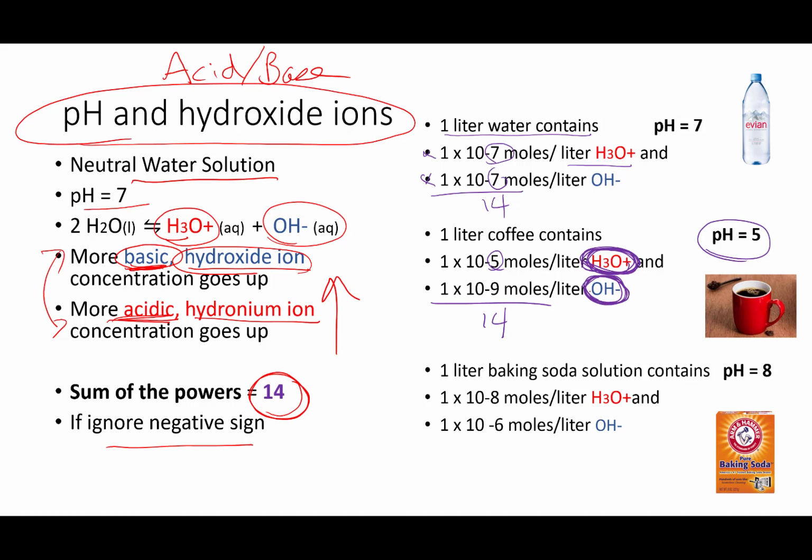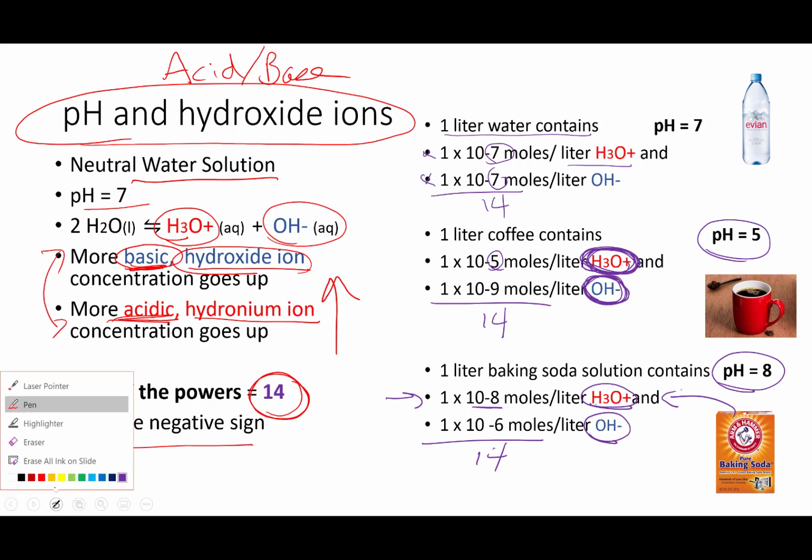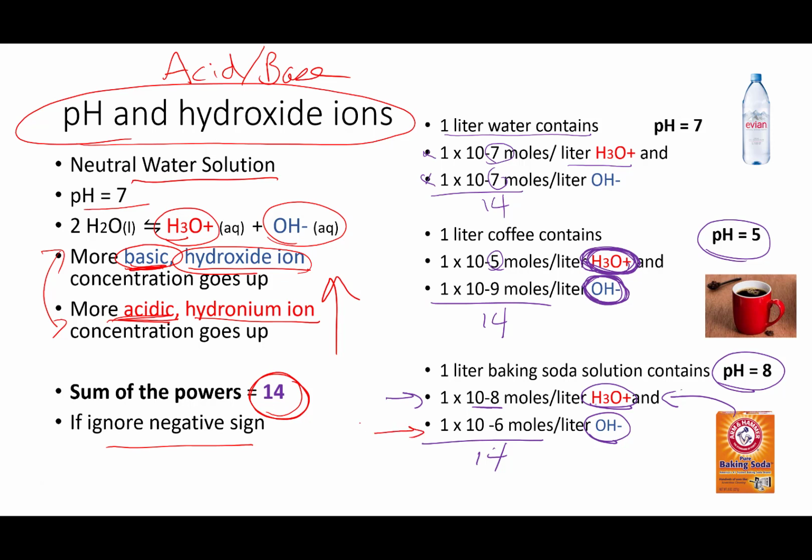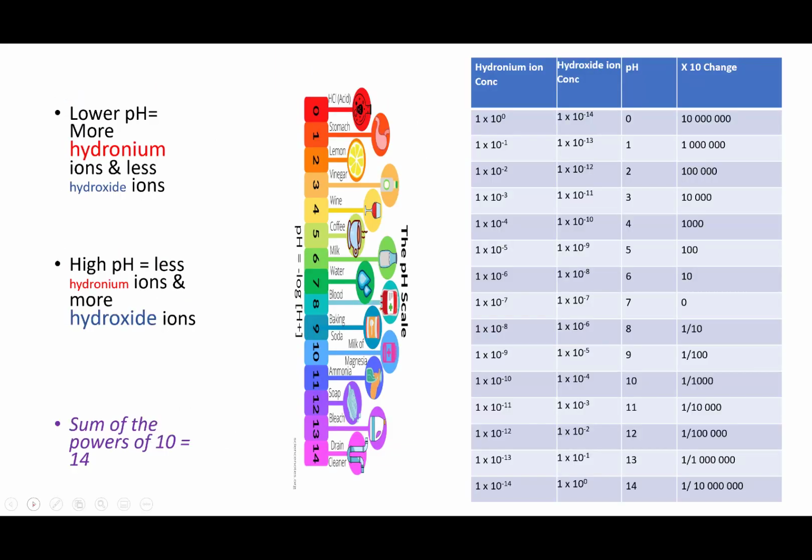The same is true for basic solutions. A pH of 8 for baking soda means that I have a concentration of 1 times 10 to the negative 8th hydroniums. The sum has to be 14, so my hydroxide is going to be 1 times 10 to the negative 6. And you always have to stop and think about this because this gets a little weird. Remember, this is the larger number. It is a base, and because it's a base, it has more hydroxides than hydroniums. I know, negative exponents can hurt your brain.